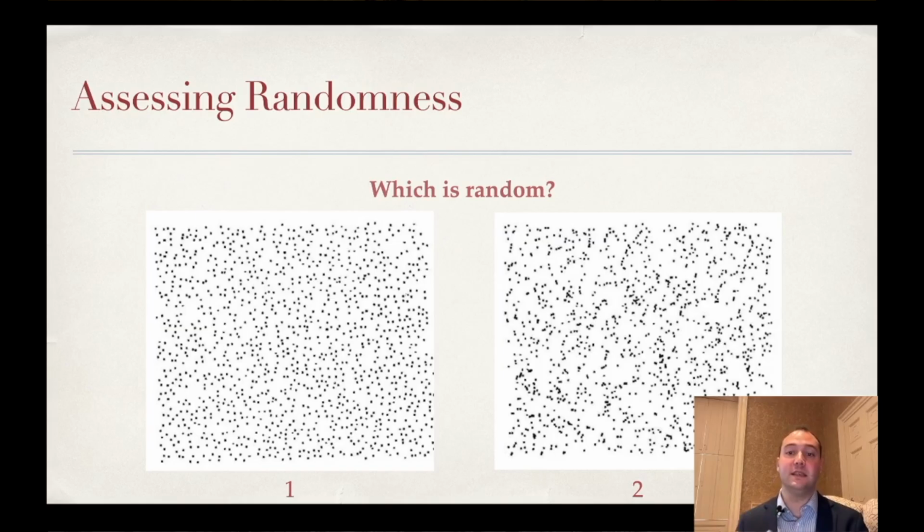Number 2 is completely random. Many of us have difficulty because we try to make patterns even when there are none. Number 2 was created with a completely random algorithm.